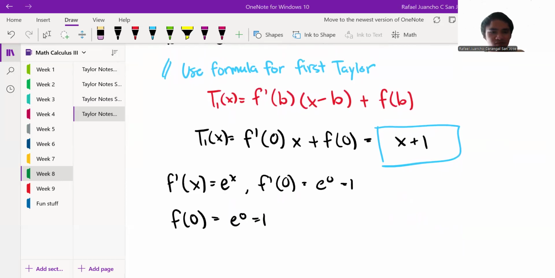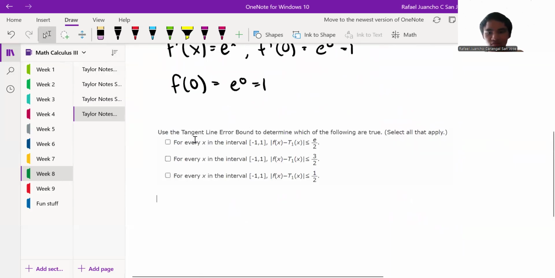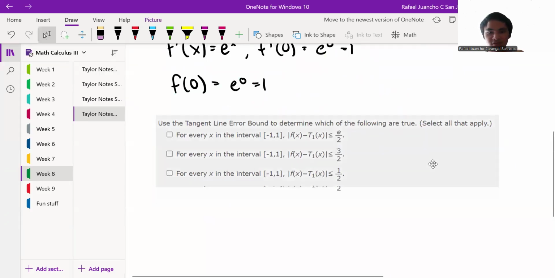And then we want to use the tangent line error bound to determine which of the following are true. Let me take a screenshot. So which one of these is true if we use the tangent line error bound? It's going to be in all examples.